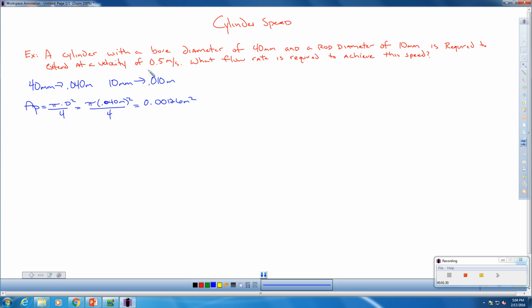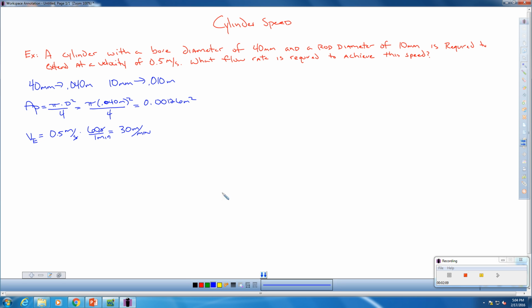Also, we're talking flow rate, so we know that we need to be in liters per minute. Our velocity is given to us in meters per second, so let's correct that real quick, just to make sure we're on the right units. Our extend velocity is 0.5 meters per second. We're going to multiply that by 60 seconds per 1 minute. Our seconds are going to cancel out, and half of 60 is 30, so we are at 30 meters per minute.